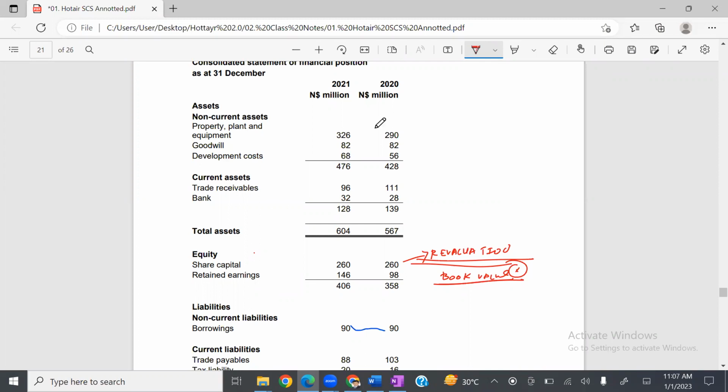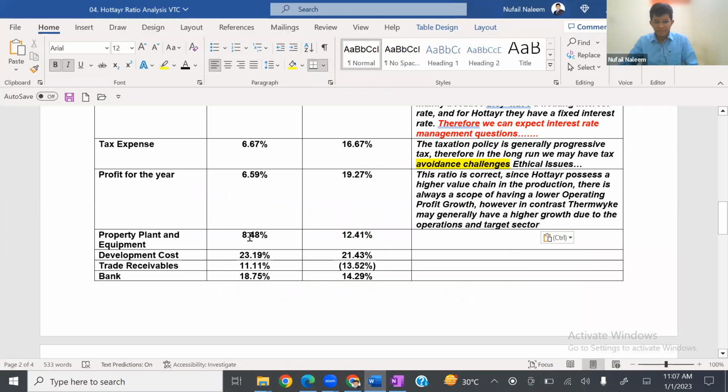So students, property, plant, and equipment, you see here, there is no revaluation. So if you observe, it's 8.48 and it's 12.41. Now the difference is like this. Now, if you see Anushka, our company is a well-established organization. Their company is not much. So the differentiation factor is why they have spent more on property, plant, and equipment. It can be repairs and maintenance, correct?